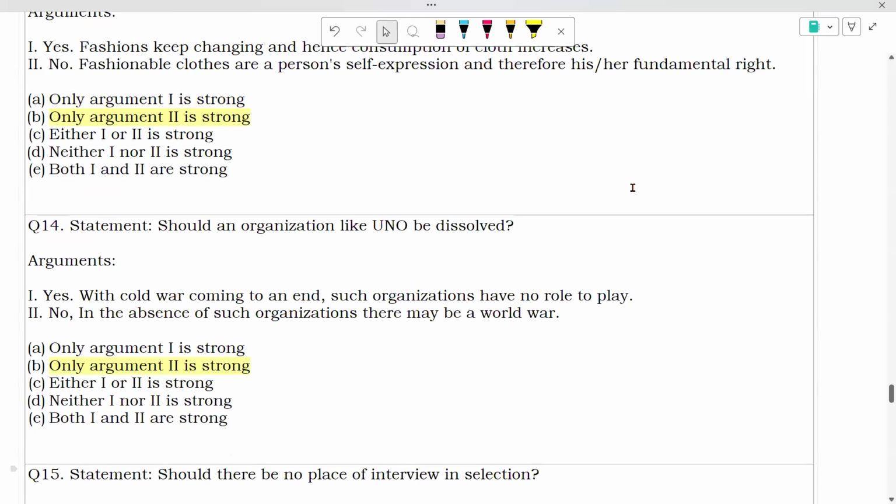Should an organization like the UN be dissolved? Yes, with the Cold War it has come to an end. With the Cold War coming to an end, what should be the logic that the UN should be dissolved? Give me a very strong logic, or a very strong logic why it should not be dissolved. It should not be dissolved because it is preventing World War III. Okay, that is the logic given.